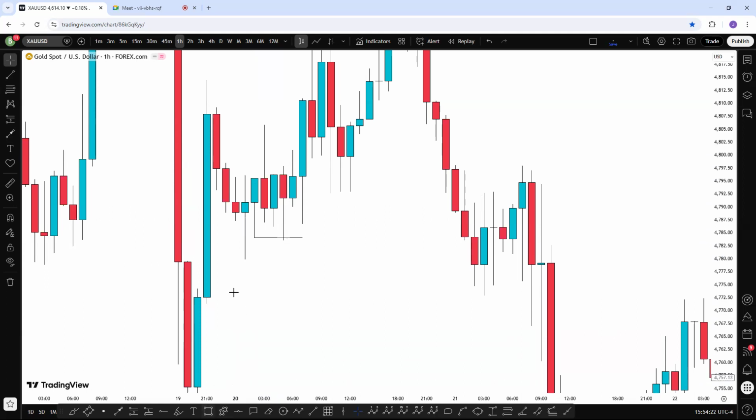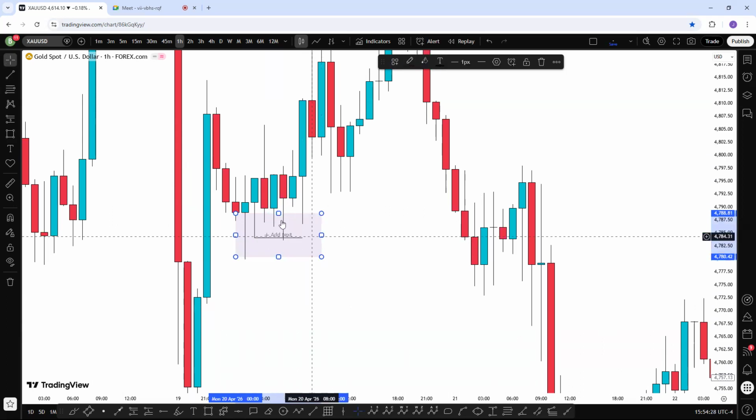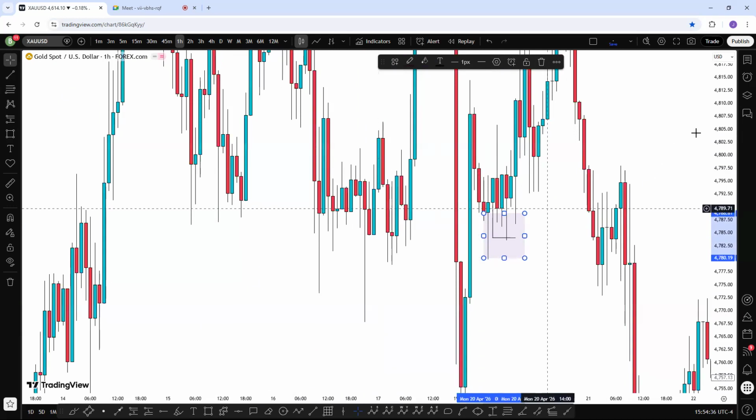Now HS forms, okay? This is the zone. So we call HS strong signs that price is willing to go higher.